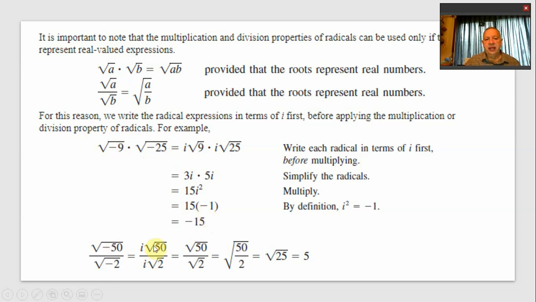Here the same thing, I'm going to take out the i from each expression, the top and the bottom, but here I can cancel out the i. So I get the square root of 50 divided by the square root of 2. Now I can do these properties with the real numbers and get this to be 5.